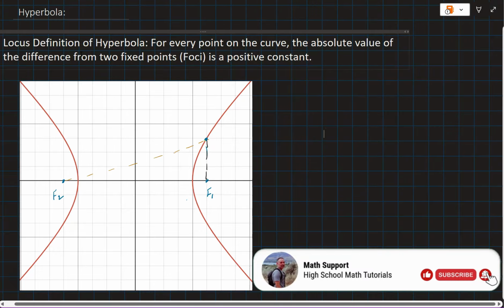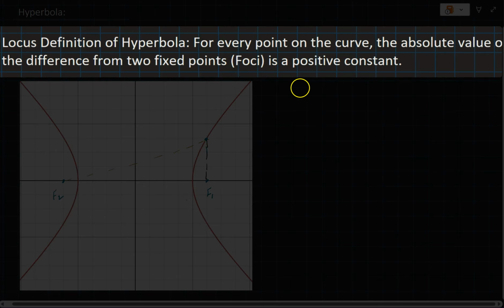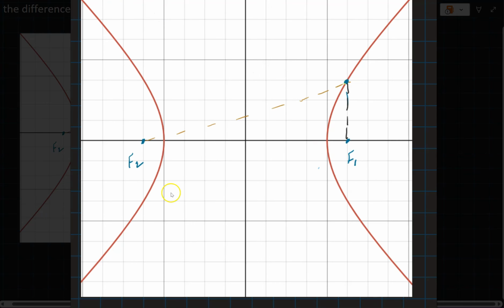First, the locus definition of a hyperbola. For every point on the curve, the absolute value of the difference of the distances from two fixed points, called foci, is a positive constant. Well, what does that mean? Here is the graph that I have, but ignore the red lines, red curves.